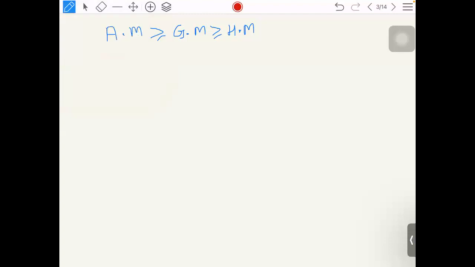That means for n terms, we have sigma AI upon n, the arithmetic mean, is more than or equal to the product of AI raised to 1 by n, which is GM, and which in turn is more than or equal to n by sigma 1 by AI. So AM is always more than or equal to GM, which in turn is more than or equal to HM.